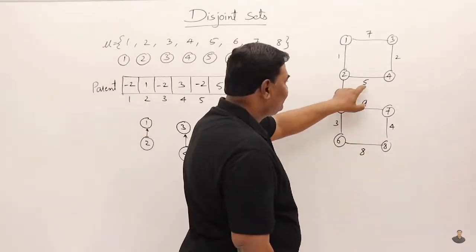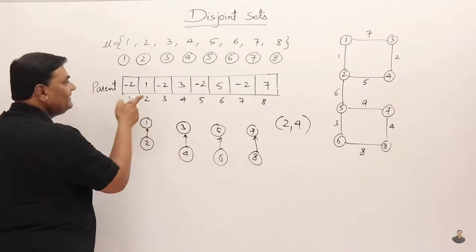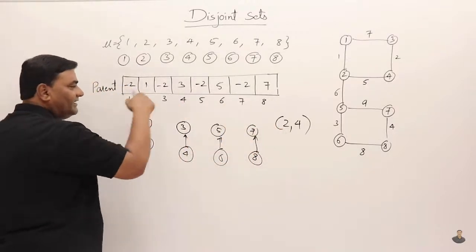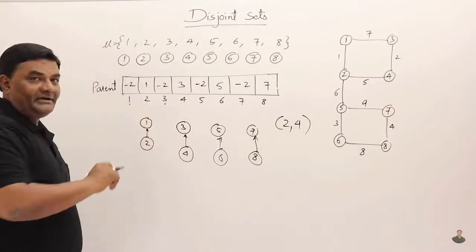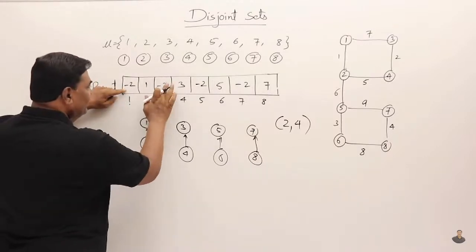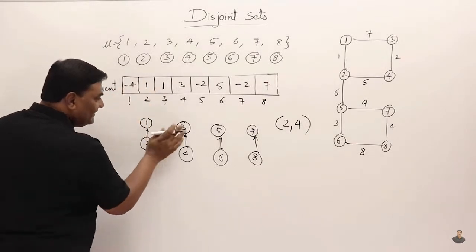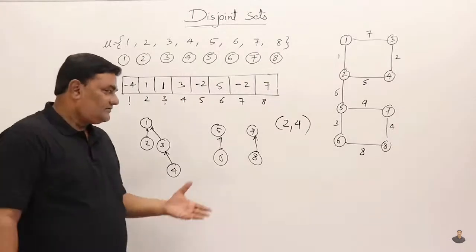Next, 5th edge. 2, 4. Find 2. 1 is the parent. Find 4. 3 is the parent. Let us do it in an array. Go to 2. 1. Go to 1. -2. So who is the parent of this one? 1. Find 4. Go to 4. 3. Go to 3. -2. So who is the parent of this one? 3. And this was 1. They have different parents. Perform union. So whom should we select as a parent? 1, we will select it as parent. So at 3 I will write 1. Then in total how many nodes now? 4 nodes. So graphically 3 will come as a child of 1 and here is 4. That's it. So that's how union is done.